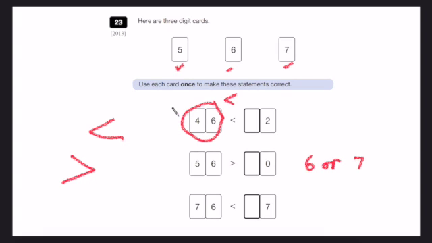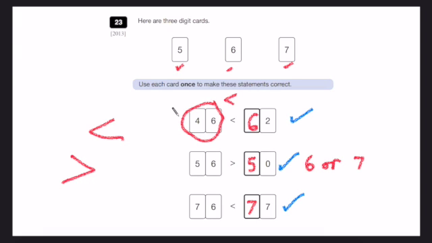Let's look at this one. For this number, 76, the number after is bigger because the crocodile is pointing the other way. So that to me means that this is going to be 7. So 77 is bigger than 76. This one would be 5, because 56 is bigger than 50, so that leaves this one as 6. Let's just double check this. So 62 is bigger than 46, yes. 56 is bigger than 50, yes. 77 is bigger than 76, good.